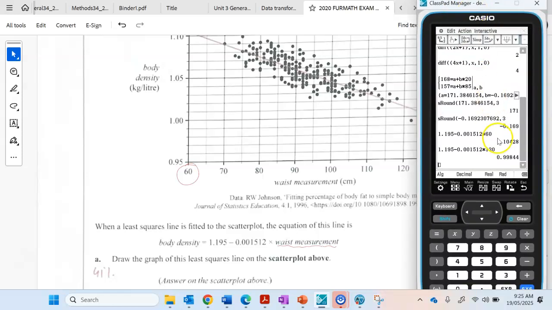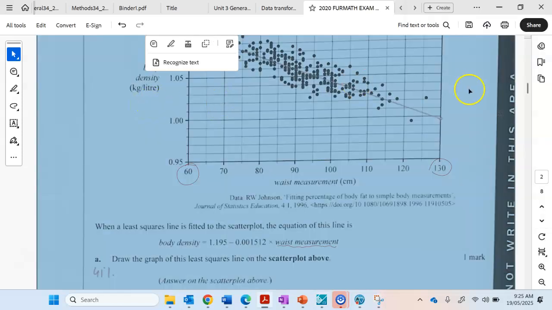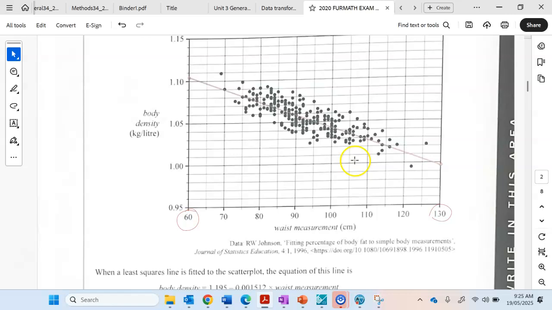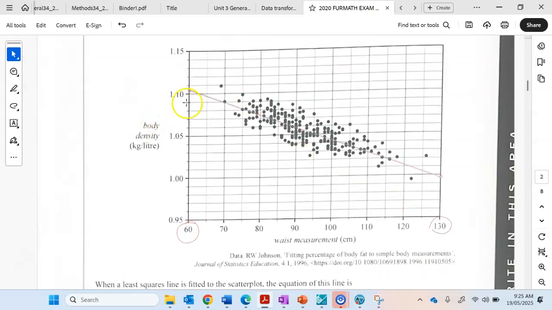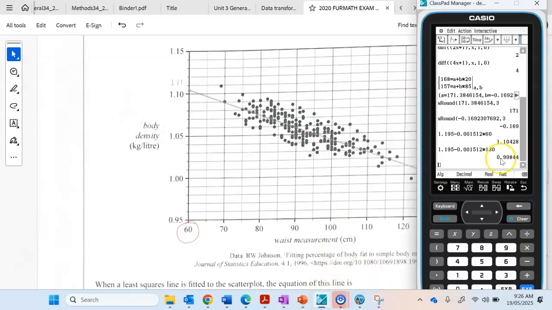Okay, so for my first point, when waist measurement is 60, I'm going to plot 1.1. Whoops. And oh, you can see, just thinking about what we're going up by each time. So this scale is a bit of a pain, but we're going up by 0.01 each time. So the next one's going to be 1.11. All right, so we're going to be kind of halfway.